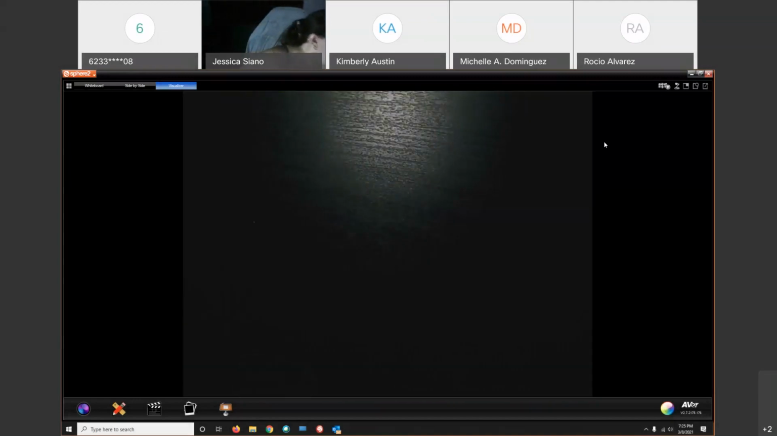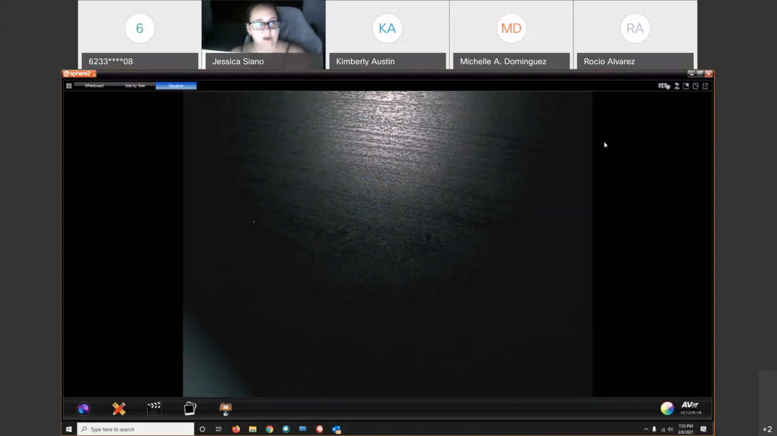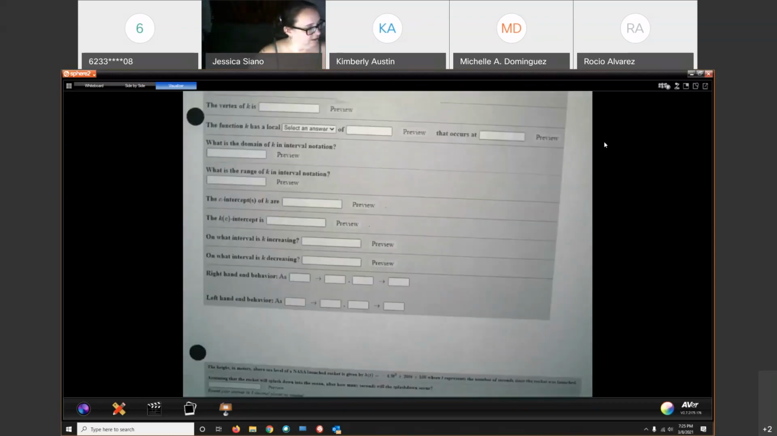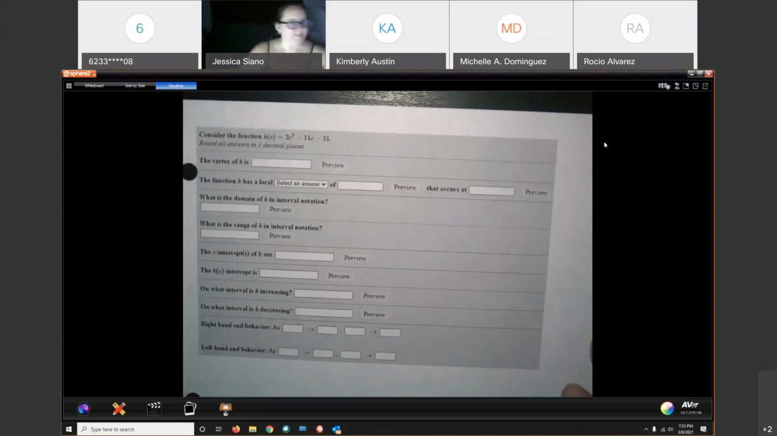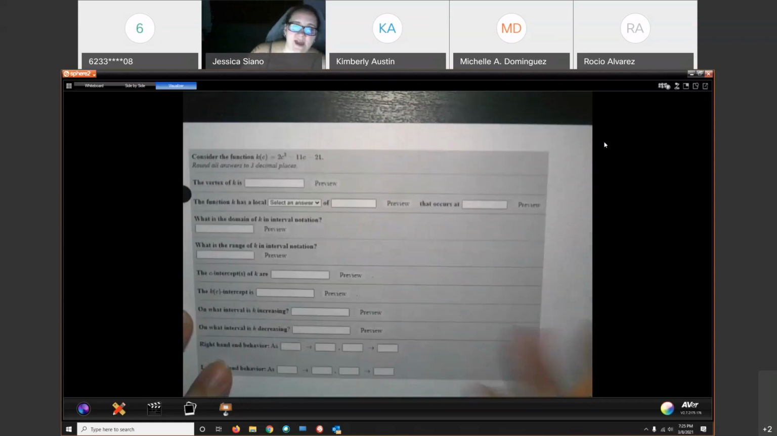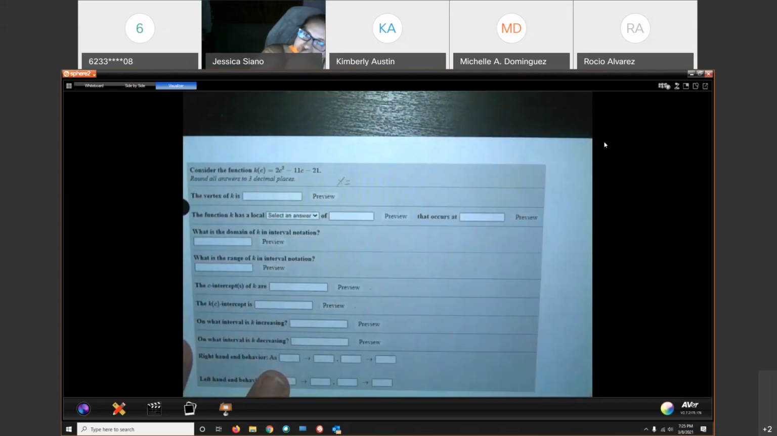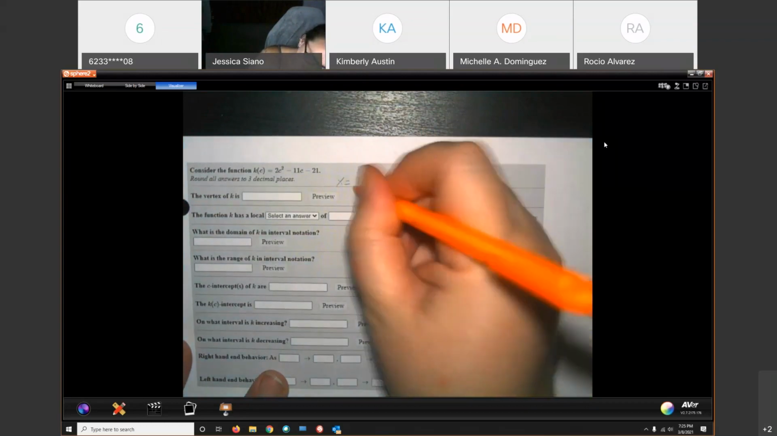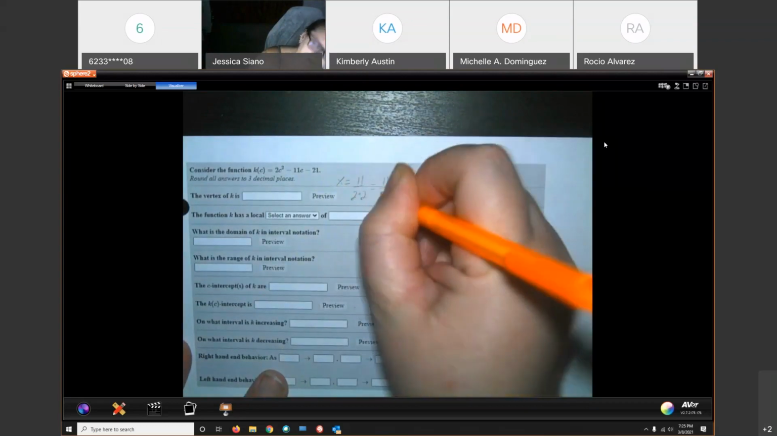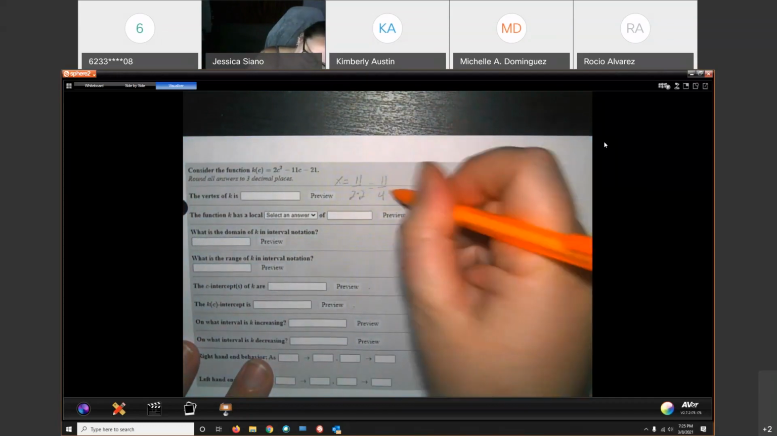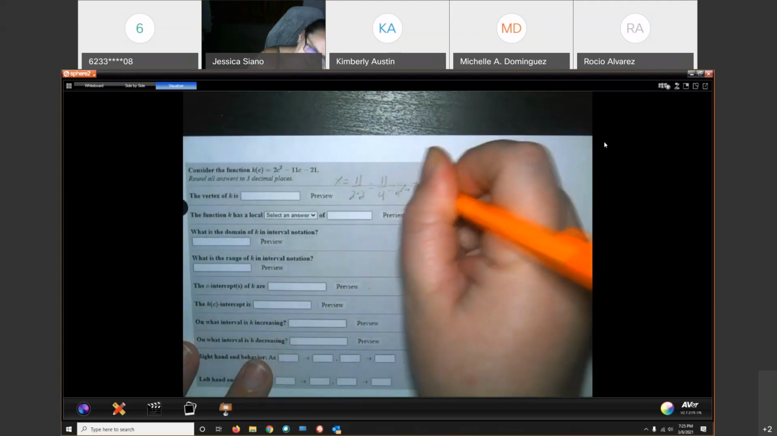So this next one looks a lot like the first one that we did together, only instead of giving me a graph, they gave me an equation. So I'm going to do the same thing that I just did to find the vertex. I'm going to say, okay, the vertex would start at negative b over 2a. So that's going to be negative negative 11 over 2 times 2. And again, they're asking for decimals here, so I'm going to make that 2.75.